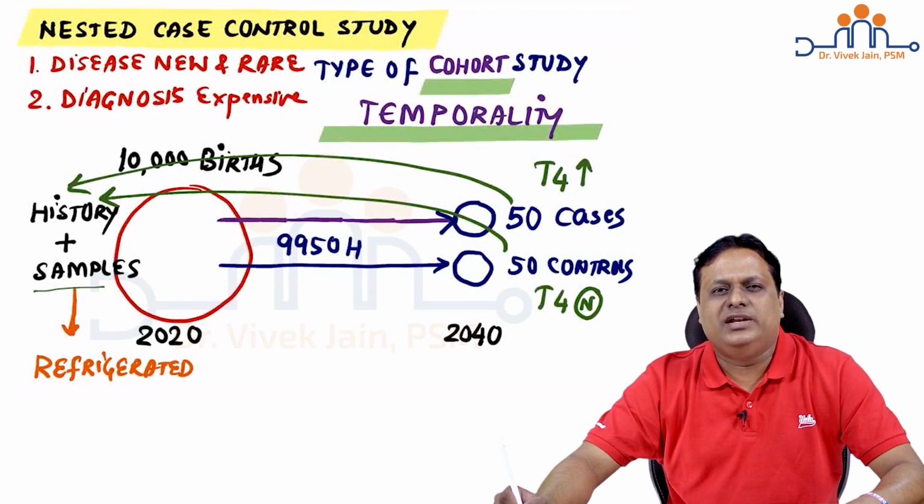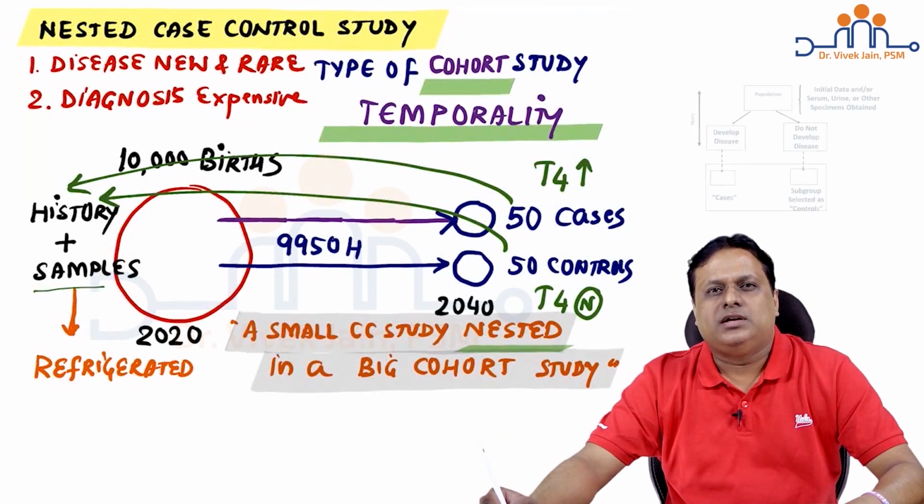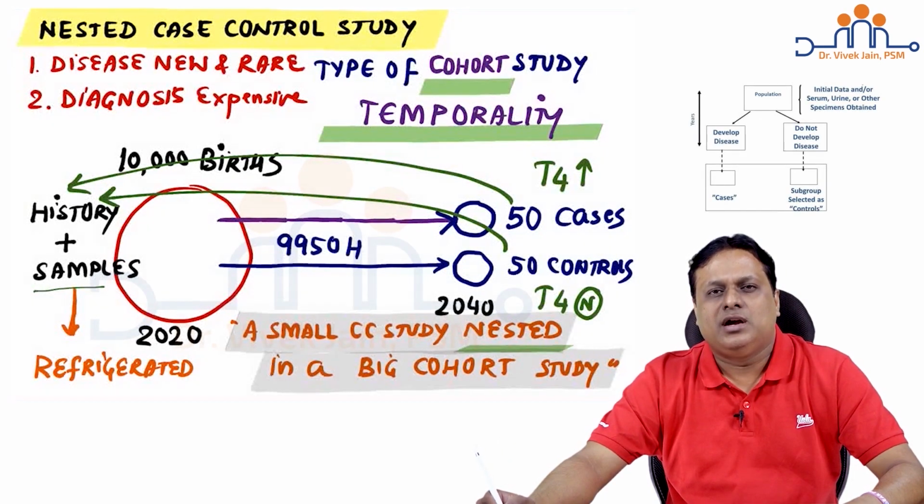So let us write the definition in front of us that will make the study design absolutely clear to you. A small case control study nested in a big cohort study. How? You have a cohort of 10,000 births which you are following for 20 years. It's a very big cohort study. And when the disease occurs, you only do a comparison of 50 cases and 50 controls, only 100 people. So this is a very small case control study nested in a very big cohort study, known as nested case control study.